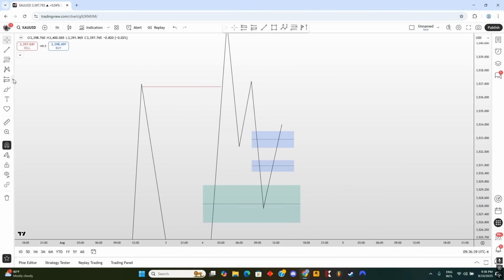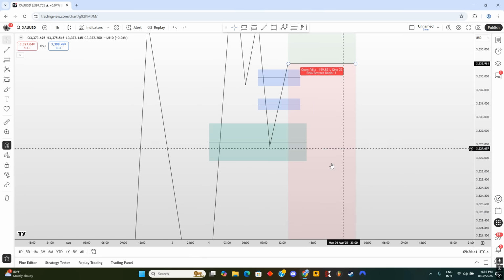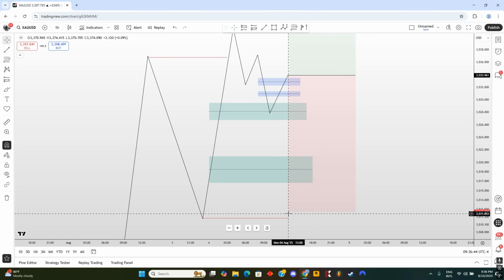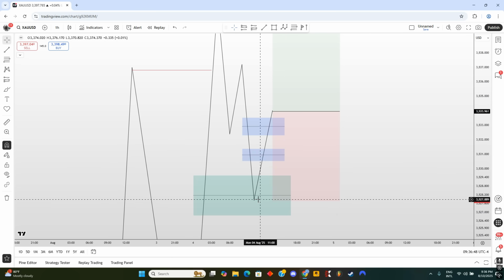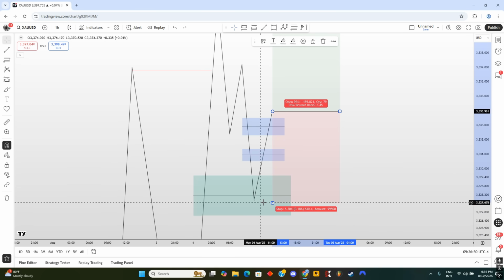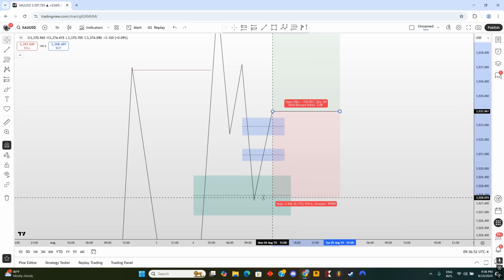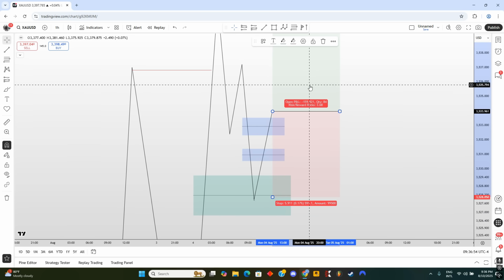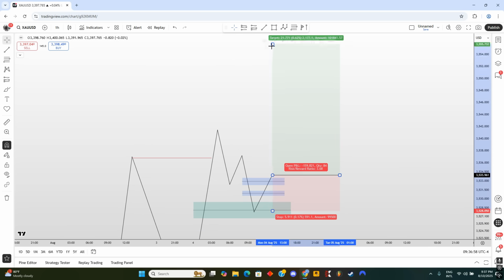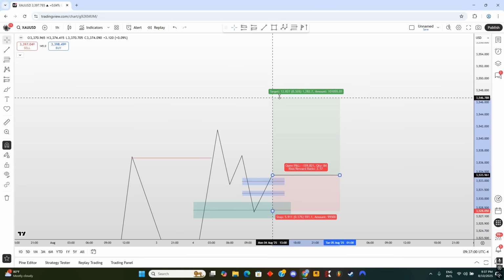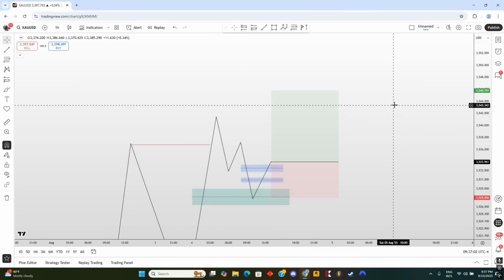Now, your entry is going to be here. Your stop loss is going to go, oh my God, this is way too far down. Your stop loss is going to go below the bodies of the candle. So we're not going to put our stop loss below the low, but instead we want to keep it below the bodies so we have a smaller stop loss. All right. And then we can go for a 1 to 1.5 or 1 to 2 risk to reward ratio.